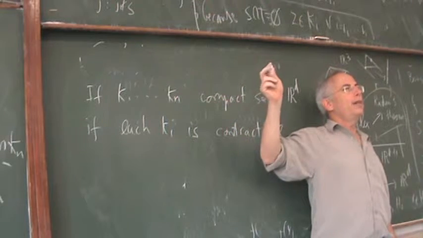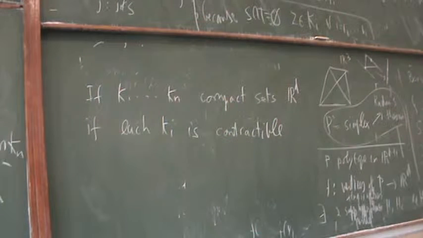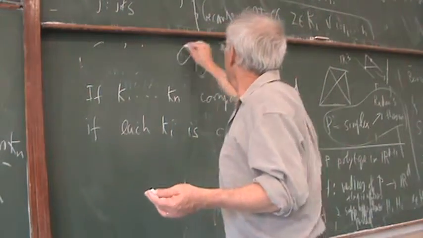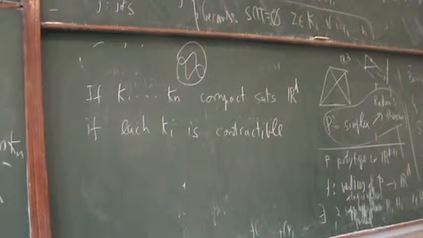And why is it not enough? Because for convex sets, we have some extra property. The crucial property of convex sets is that the intersection of 2 convex sets or 3 convex sets is also convex. This is, of course, not true for contractible sets. You know, this set is contractible and this set is contractible, but the intersection is not contractible.